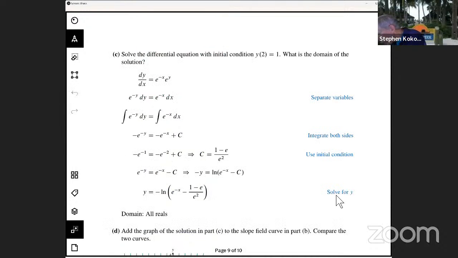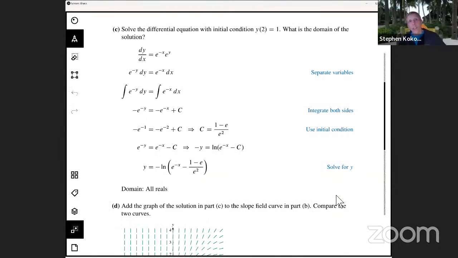All right, so we're still working on the same problem. Let's see if we can solve this differential equation. I'm going to bring all the y's to the left, all the x's to the right-hand side. Well, this doesn't look too bad. I've separated the variables. Simple substitution on both sides: u is equal to minus x, u is equal to minus y. I get this expression. We bring in the plus C. We use the initial condition, and I found this value of C.